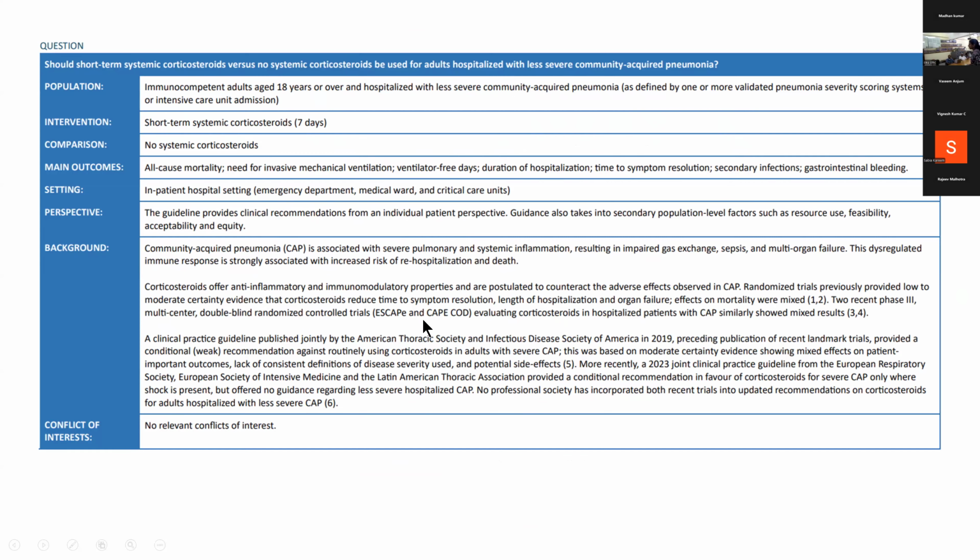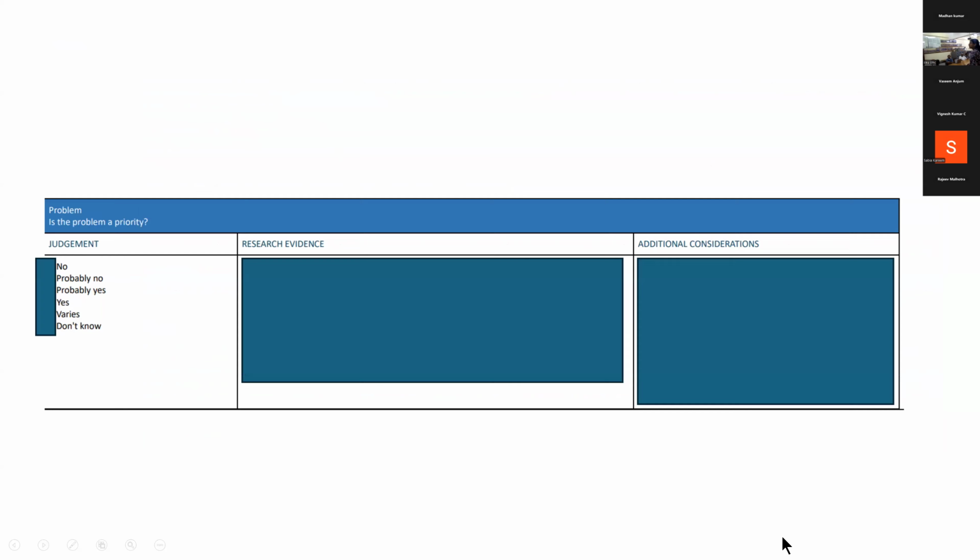So if you look at the background, the American Thoracic Society has actually recommended against giving steroids. Next, in 2023, the European Society has said you can give steroids for severe pneumonia, but they have only recommended it for shock patients, not for patients who are requiring ICU care and all that. And the 2 important studies, ESCAPE and CAPE COD, have come after these guidelines. That's the background for why we are developing this particular guideline.